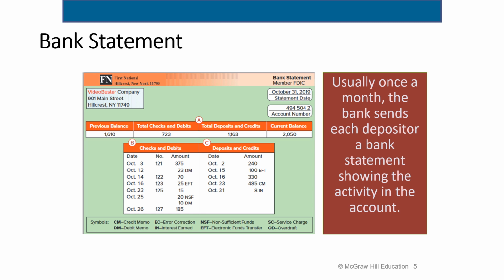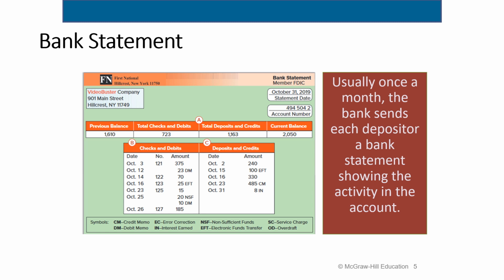So different banks use different formats for their bank statements, but all of them will include at least the following: the beginning of the period account balance. So, for instance, the beginning of the month bank balance, checks and other decreases to the account, deposits and other increases to the account, and then that will give you, once you add and subtract those, the end of period account balance. So you can see an example of a bank statement here.